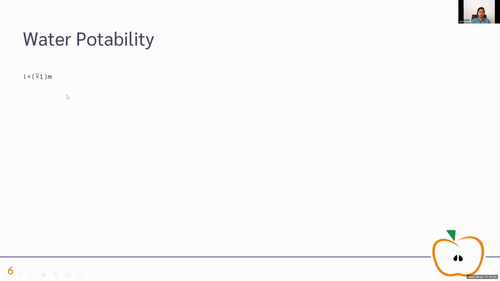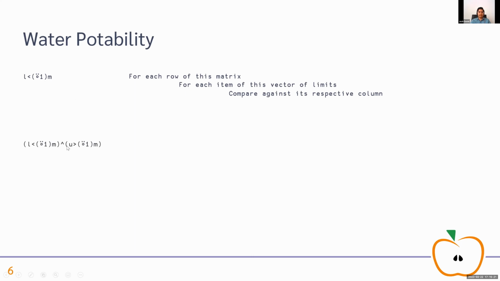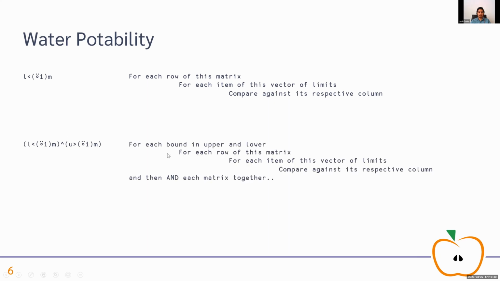So just to show this expression here, what this little statement did, the rank, it's actually the same thing Richard showed in his first presentation. But what we did essentially is we looped for each row of this matrix, for each item of this vector of limits, match them up and compare against its respective column. So this was a very simple way to do this, and then obviously ANDing them together. I'm sure there's probably another way you could make this more compact or golf this down, but this was good enough for me. That's the solution we had.